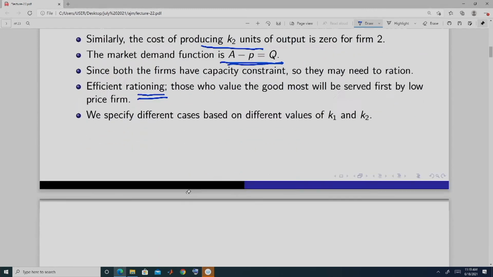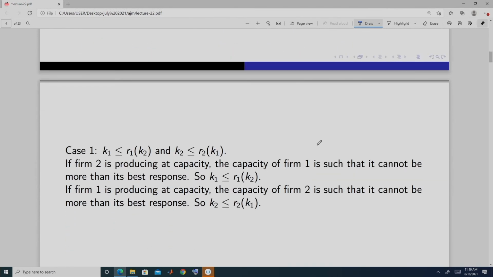Okay? So, we specify different cases and we have done case 1, where suppose the capacity of firm 1, K1, is less than this amount. What is this amount? This is the best response. Suppose firm 2 produces K2 units. What is the Cournot best response amount of output of firm 1? This is given by this.